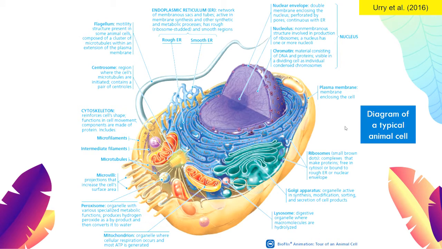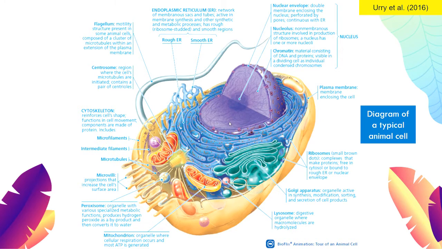Now, this is a diagram of a typical animal cell. You can see here it's being protected by its plasma membrane or cell membrane. It encloses the cell and separates it from its environment. You also can find the nucleus, usually the largest organelle, which is protected by its own nuclear envelope. The nucleolus, a non-membranous structure involved in production of ribosomes, and chromatin. This is the material consisting of the DNA, the genetic material of the cell, and the proteins. This is visible during cell division.